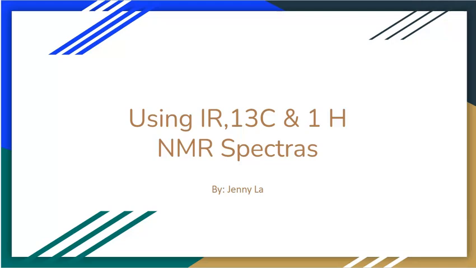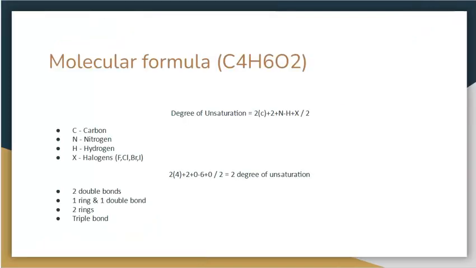Going to propose a structure using the molecular formula, infrared, carbon-13, and the proton spectra to help us. Since we were given the molecular formula, let's start with that. We can find the degree of unsaturation using the formula 2 times C plus 2 plus N minus H plus X, all over 2. C is carbon, N is nitrogen, H is hydrogen, and X is halogens like fluorine, chlorine, bromine, iodine. Let's plug in what we have. 2 times 4 plus 2 plus 0 minus 6 plus 0, over 2 gives us 2 degrees of unsaturation.